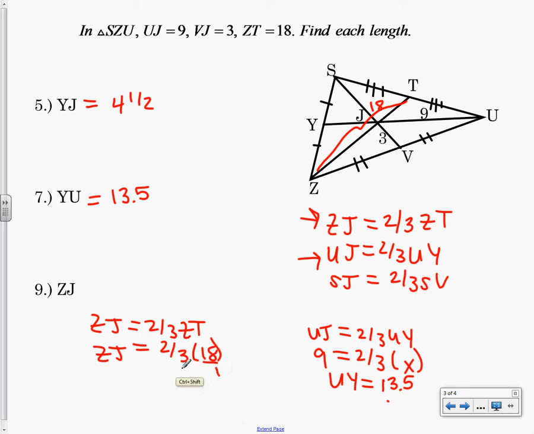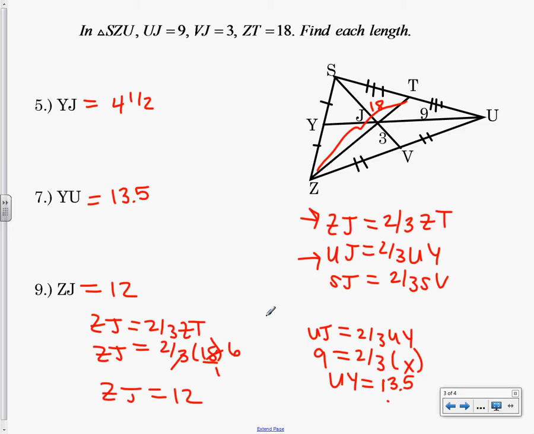3 cancels with the 18. What's 3 and the 18 make? A 6, right? And 6 times 2 is 12. And that's what they wanted. ZJ is 12. Anybody confused? Not too bad? We only have one more. We're not doing the third one.